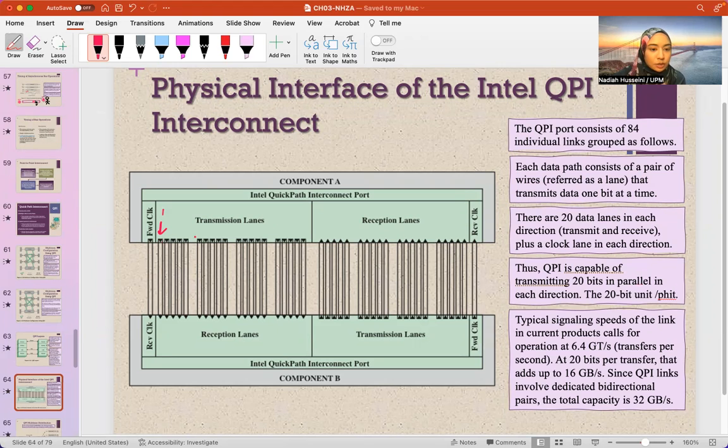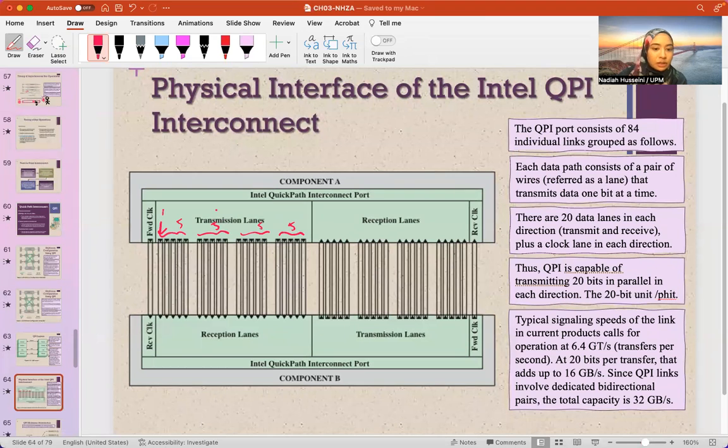So let's see if this is actually 20. This is 5, this is 5, this is 5, and this is 5. So you have your 20 over here. So 20 bits in parallel at a time. Thus, the QPI is capable of transmitting 20 bits in parallel in each direction.